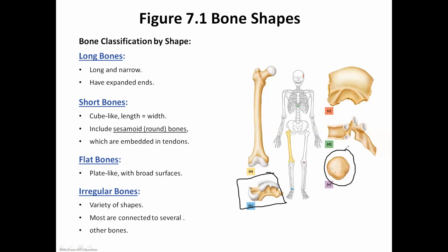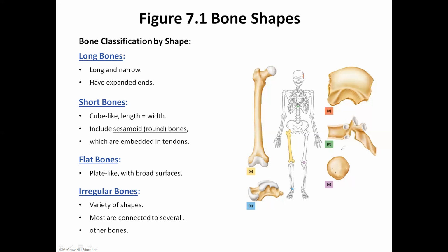Now, if we look at flat bones, for instance, we can see many in the skull, or like if we were thinking about the sternum. They're more plate-like and they have these broad surfaces to them. So when we look at this portion of the skull, this is called the parietal bone. And again, you can see that this portion here is flat and then it has these broader surfaces around.